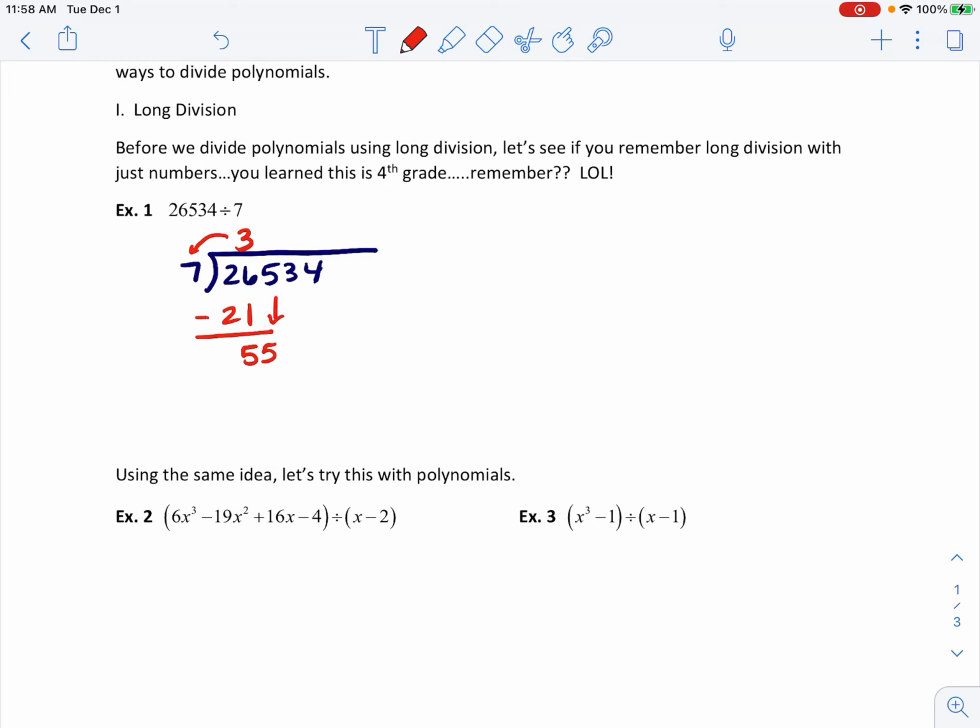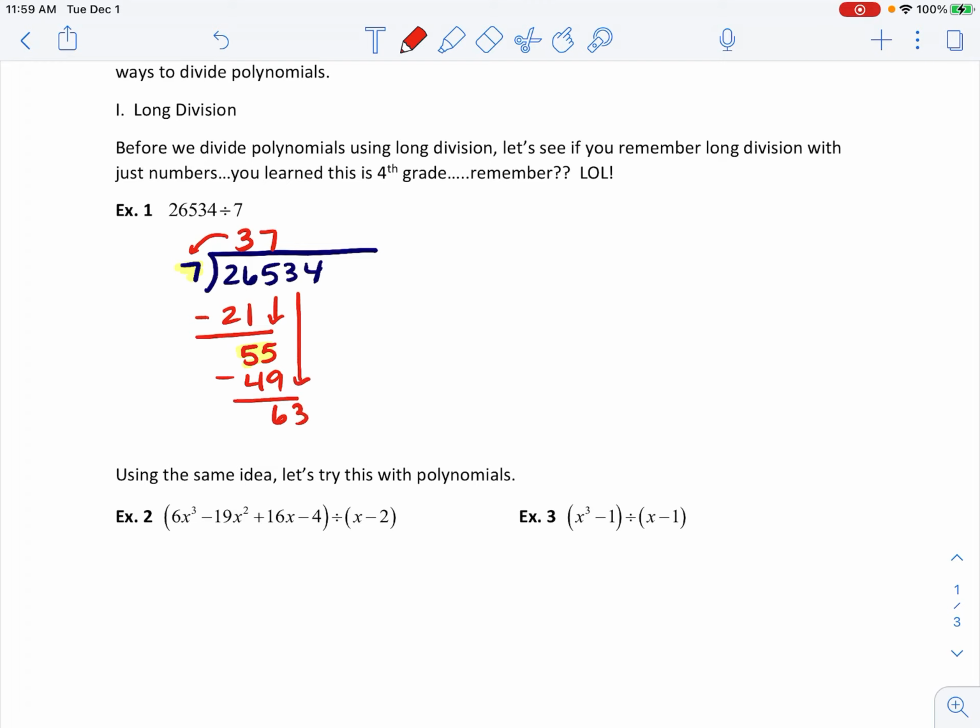and then we're going to bring down the 5. And then we're going to do that again. We're going to ask ourselves, how many times does 7 go into 55? Well, 7 times what would be 55? The closest thing I can think of would be 7 times 7, right? 7 times 7 is 49. And then again, we're going to draw the line and change the sign. And 55 minus 49, that's just 6. And then we're going to bring down the 3, and look at that, I'm running out of room.